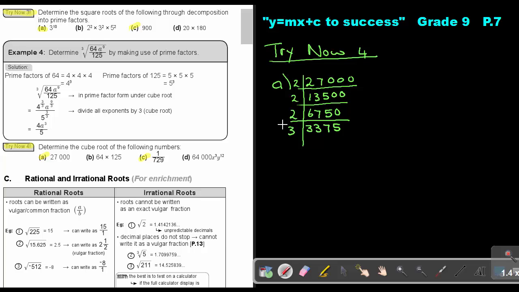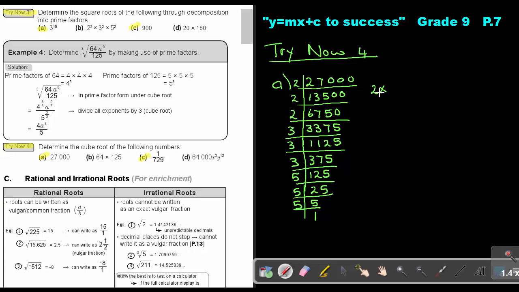So divide by 3, and it's going to be 1125. Let's test for 3, 5, 6, 7, 8, 9. It can again divide by 3. And we get 375. 12, it can again divide by 3. And we get 125. Now it cannot divide by 3, but it can divide by 5. And if I divide it by 5, I get 25. And then divide 5, and I get 5. Divide 5, and I get 1.